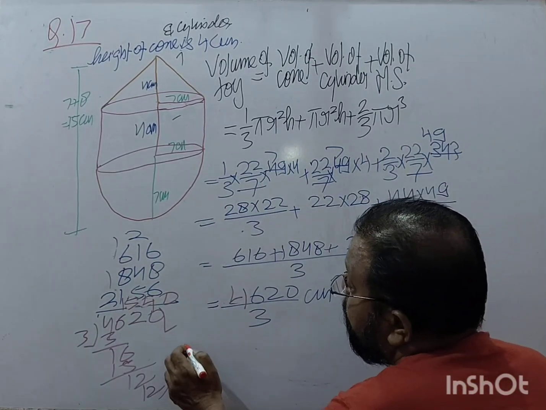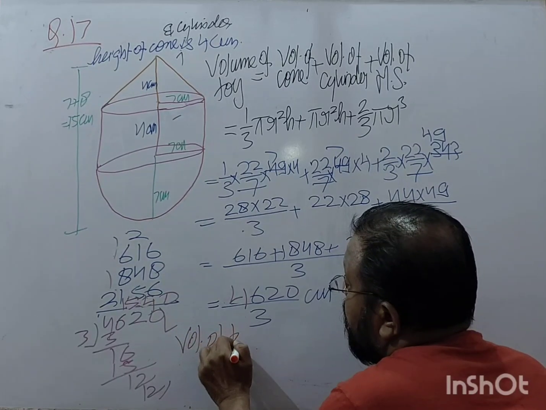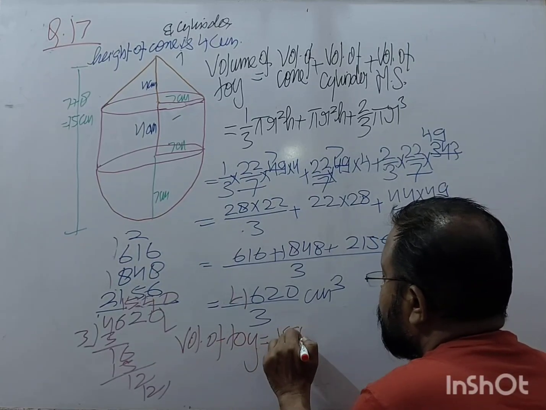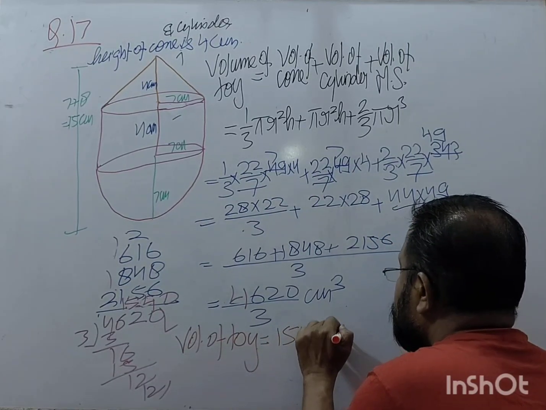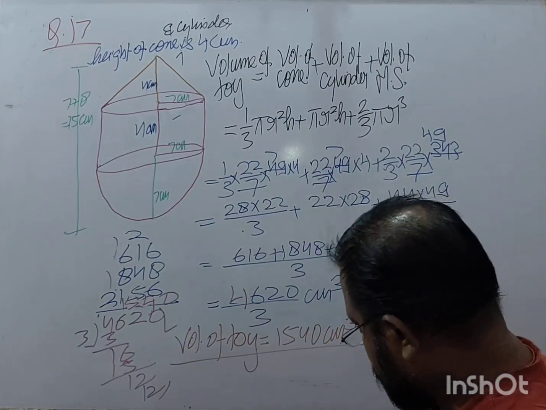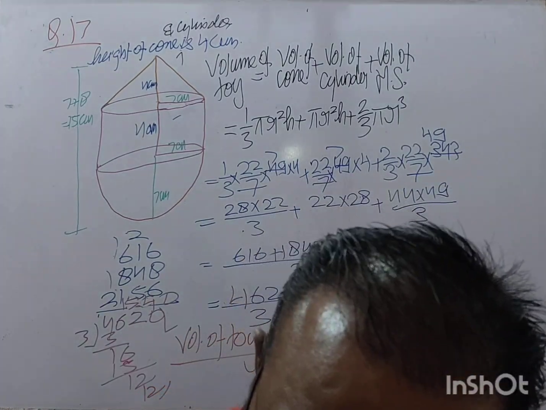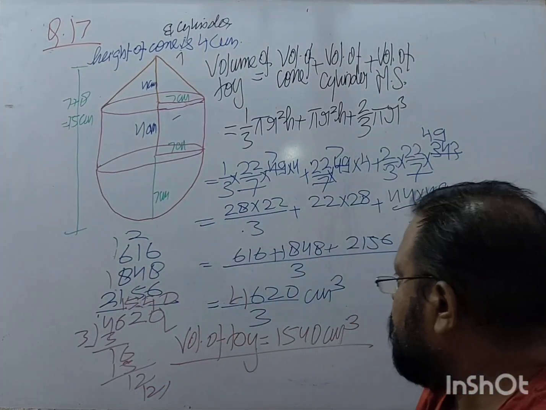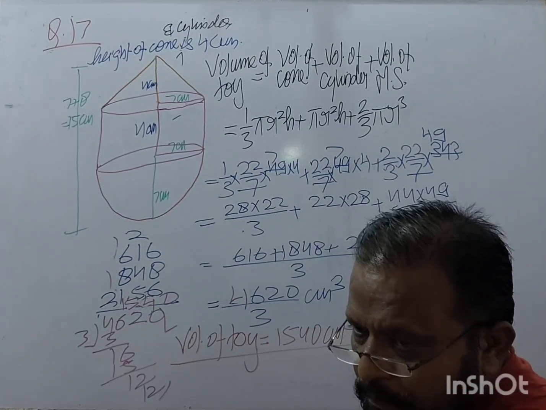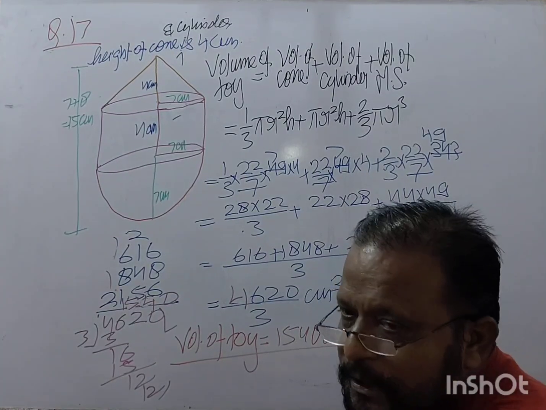So volume of toy is equal to 1540 centimeter cube. What is your answer? 1540 centimeter cube. It is your solution. 1848. Now this was 17. You leave 16, come to 15.